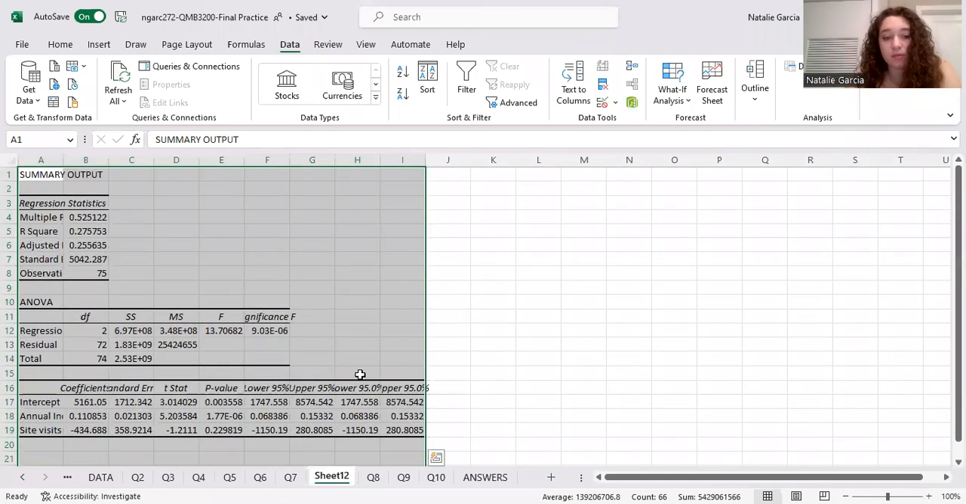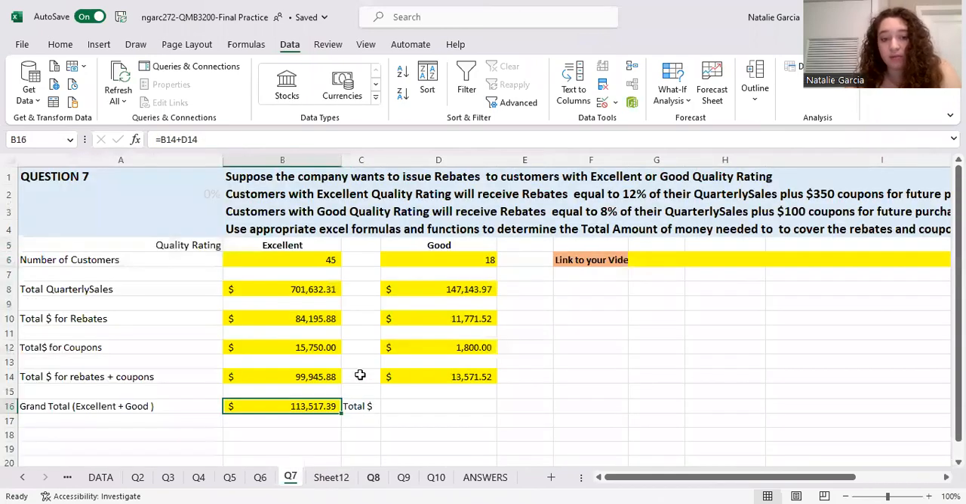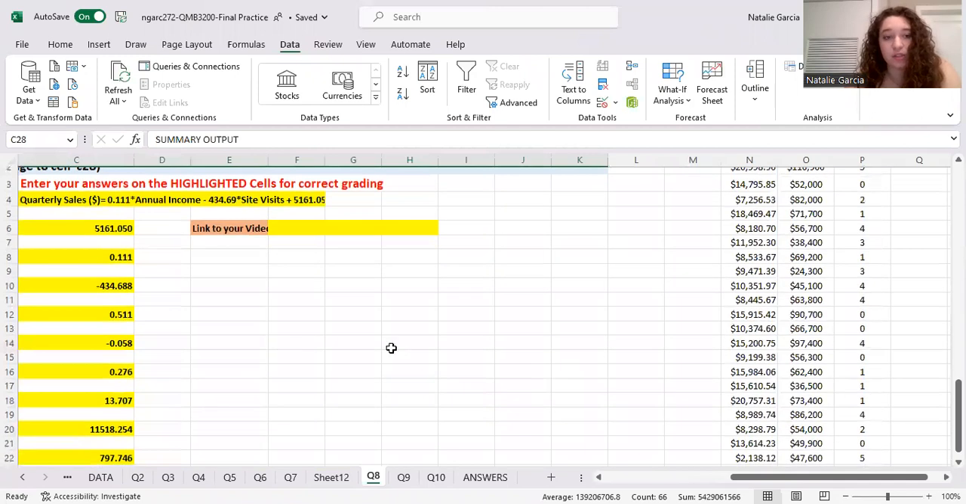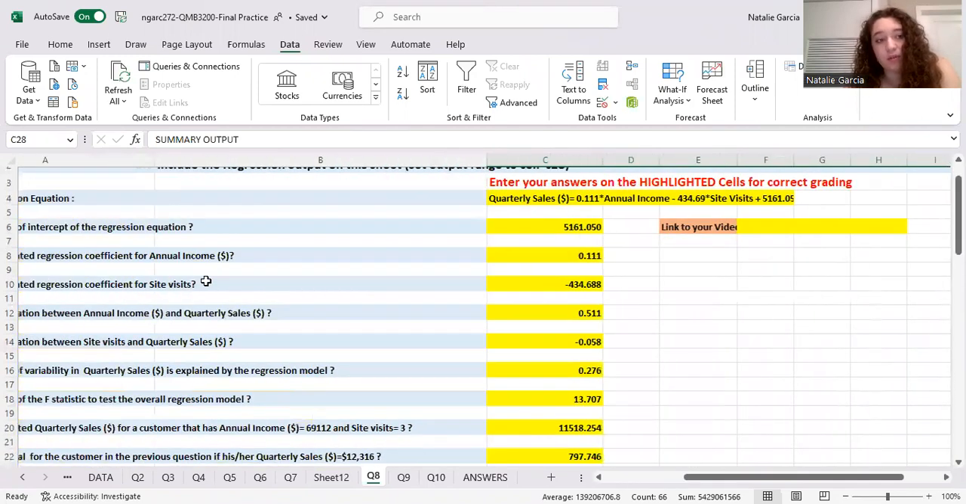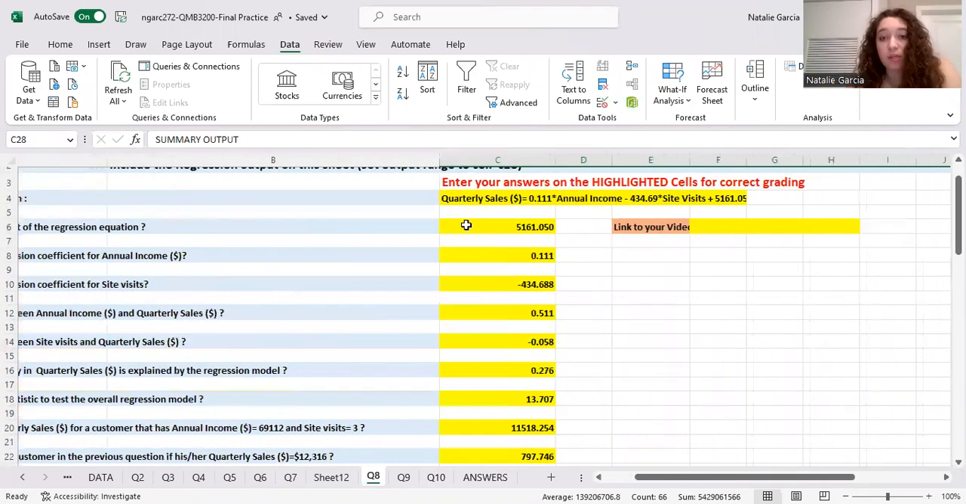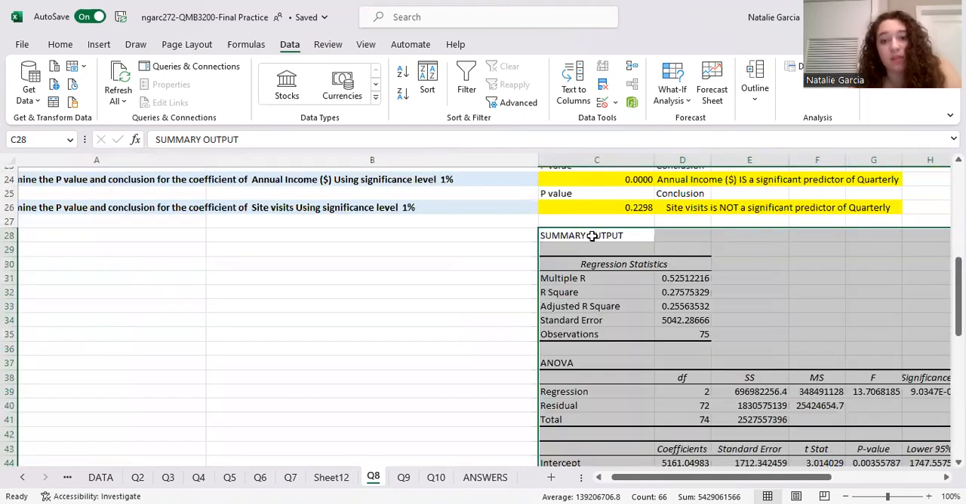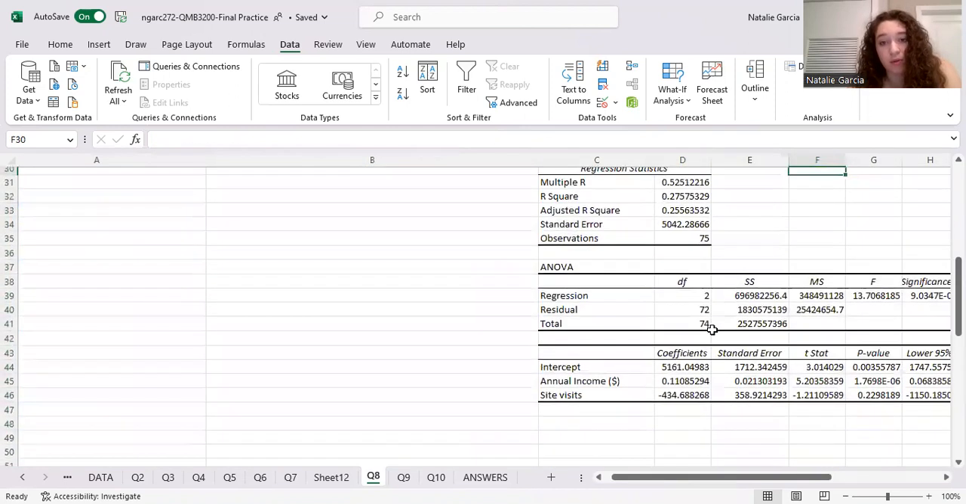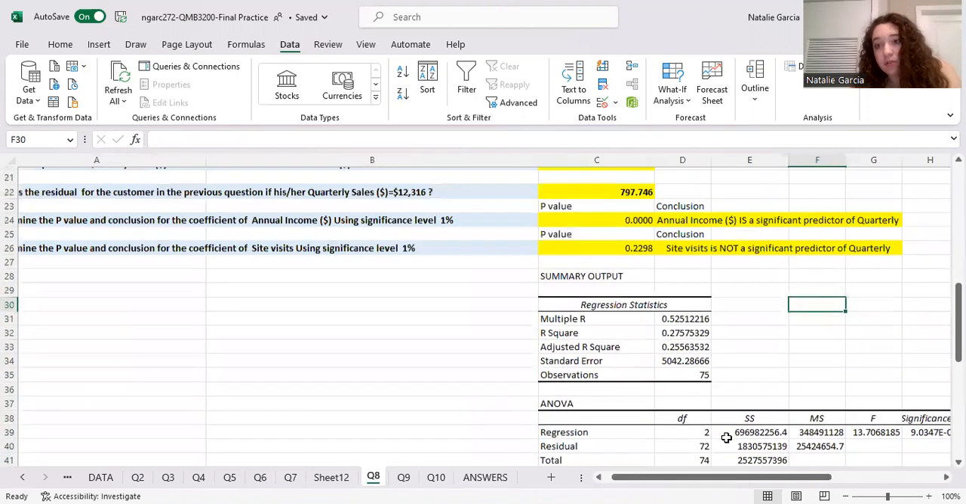For question 8, when you look at the question, it's going to be asking some basic info, including the regression equation. So it's going to be quarterly sales, the dependent variable, is equal to the coefficient for annual income times annual income plus the coefficient for site visits times site visits plus the intercept. These numbers are all gathered from the summary output of the regression, the intercept, and then the coefficients for annual income and site visits respectively.